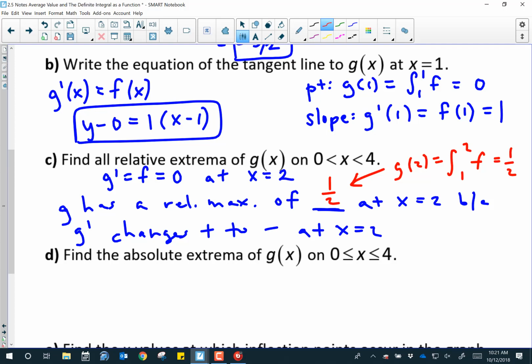All right, now find the absolute extrema. Okay, so the absolute extrema, what test do we use? It's called the candidates test. And what are our candidates? The endpoints and the critical numbers. Well, we've already talked about the critical numbers in part C. So our critical number is at 2. So we know that, and we already know that value, so that's nice.